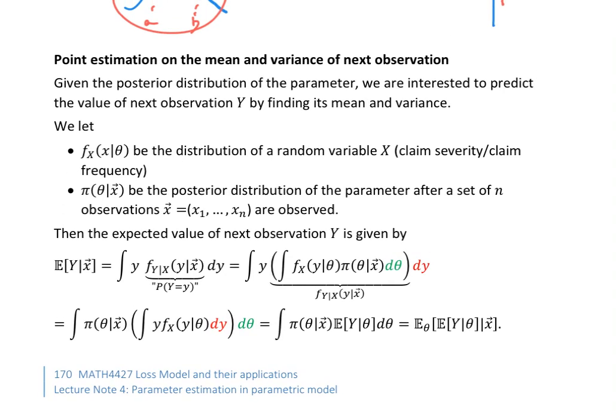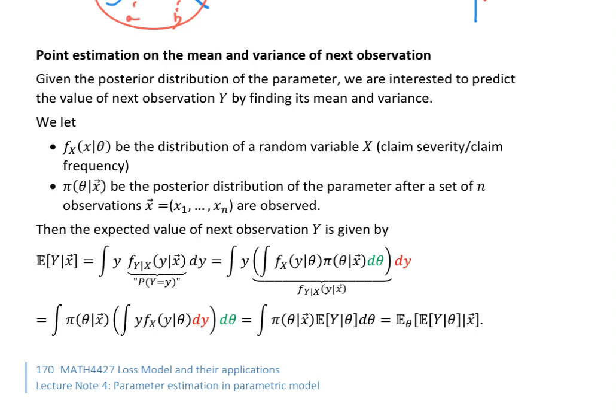The last thing I want to say about Bayesian estimation is how we use Bayesian estimation to make future predictions. Remember that in our Bayesian estimation, we start from a random variable following a certain distribution with some unknown parameter. Then we apply Bayesian estimation to estimate the parameter, I mean the distribution of it.